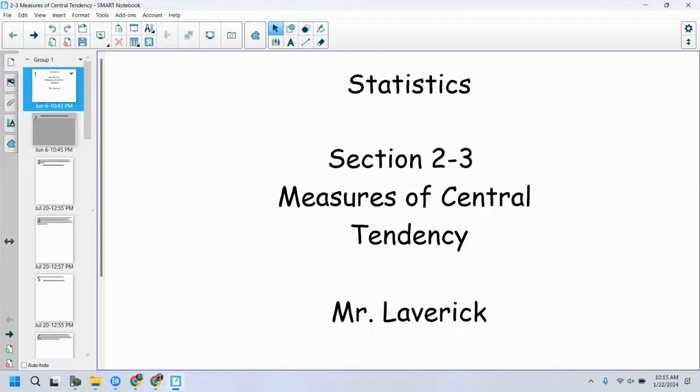Welcome back, everybody. So this is section 2.3. We did section 2.2, right? Yeah, we did section 2.2. Yeah, we got to do section 2.3.